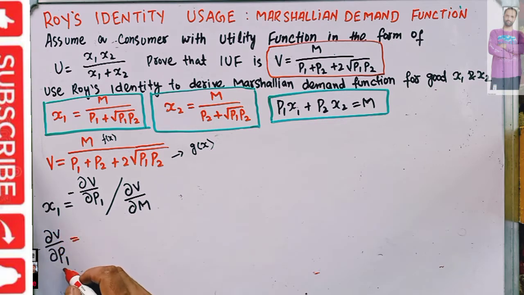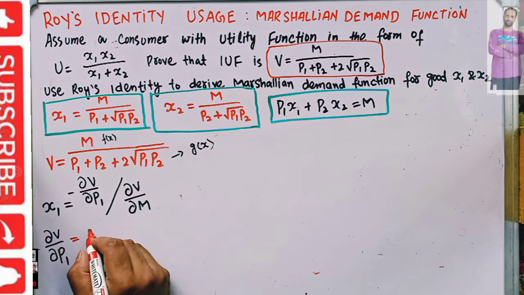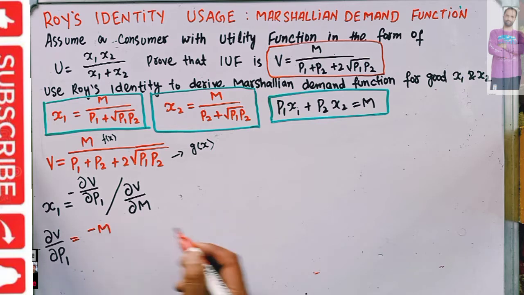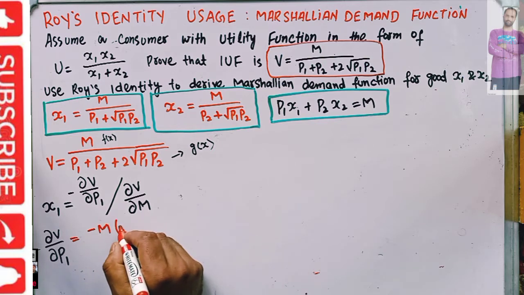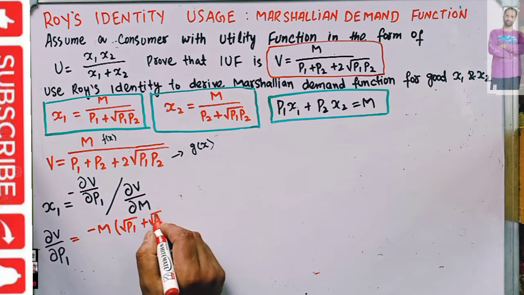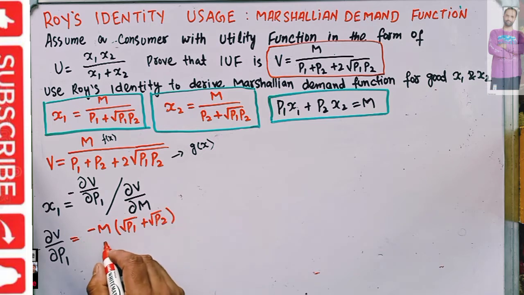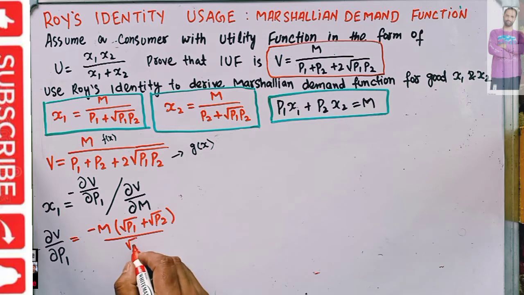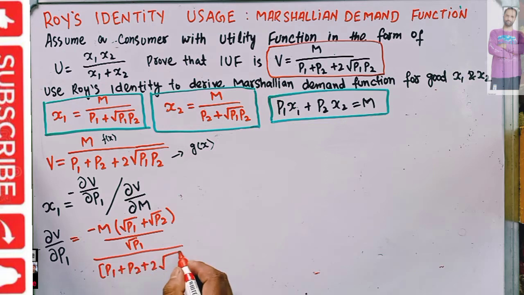So our dv upon dp1 will be equal to minus m, which we wrote, we have under root p1 plus under root p2 divided by under root p1, whole divided by p1 plus p2 plus twice p1 p2, whole square.